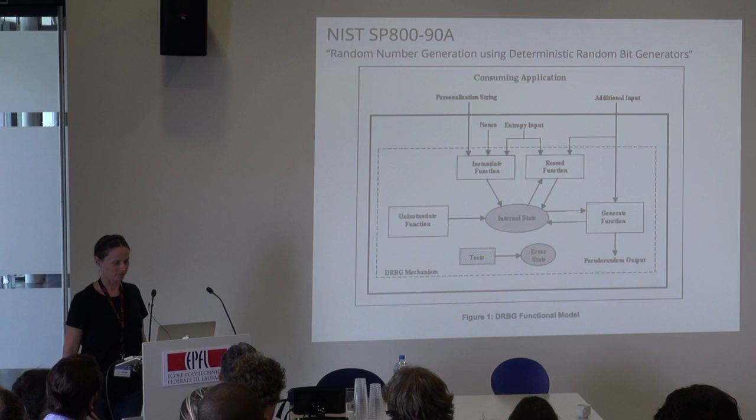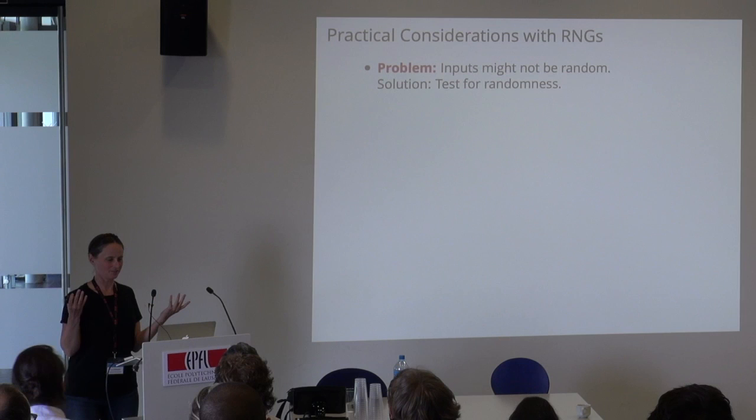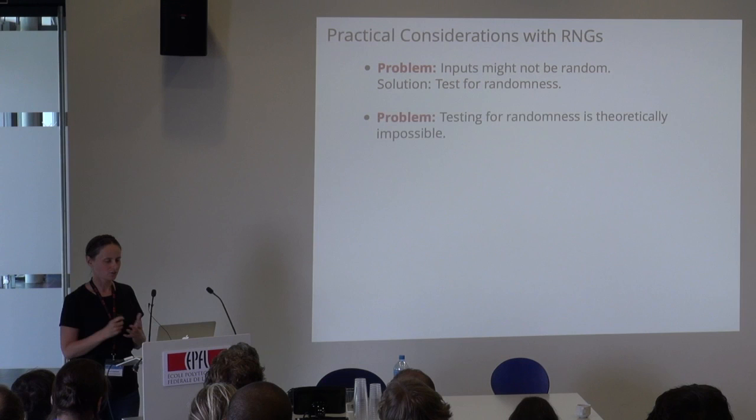Well, there's a bunch of practical considerations, and this is what my talk is actually about. What do you do in practice in implementing this kind of thing? Well, there's a problem. What happens if your inputs aren't random? The obvious answer is you could test for randomness. This is what most implementations try to do in some sense. There's a problem with that, which is that testing for randomness is theoretically impossible.